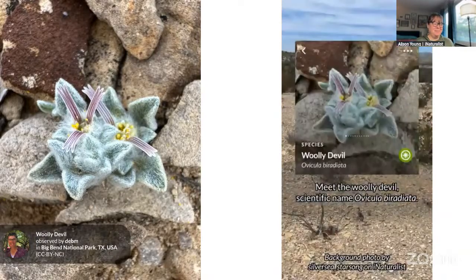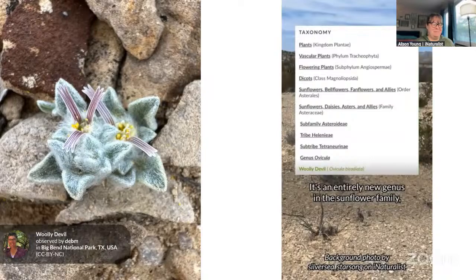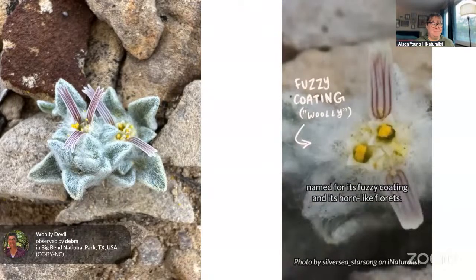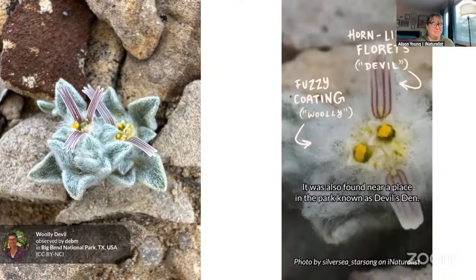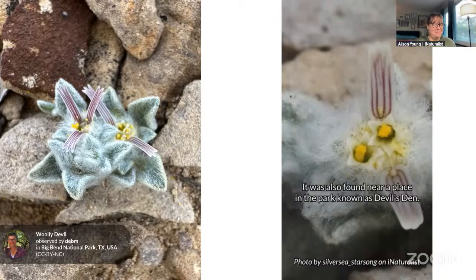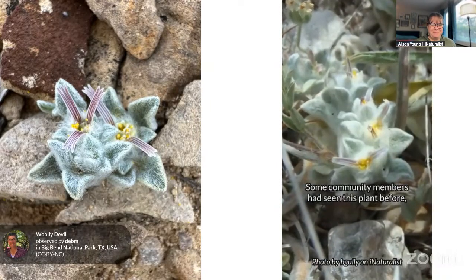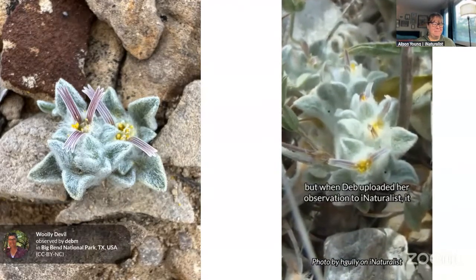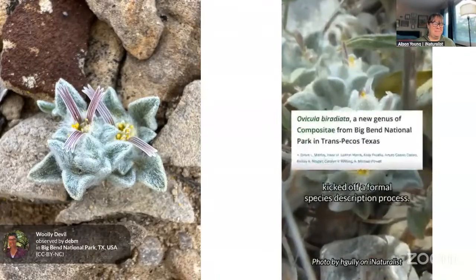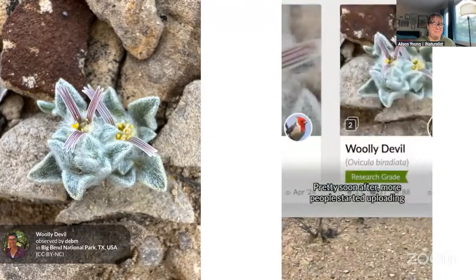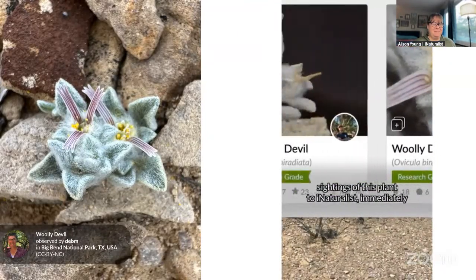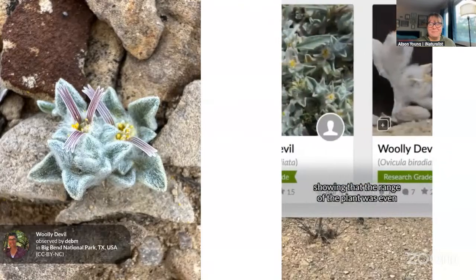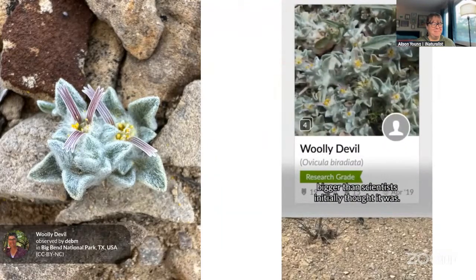Meet the woolly devil, scientific name Ovicula biradiata. It's an entirely new genus in the sunflower family, and it's named for its fuzzy coating and its horn-like florets. It was also found near a place in the park known as Devil's Den. Some community members had seen this plant before, but when Deb uploaded her observation to iNaturalist, it kicked off a formal species description process. Pretty soon after, more people started uploading sightings of this plant to iNaturalist, immediately showing that the range of the plant was even bigger than scientists initially thought it was.